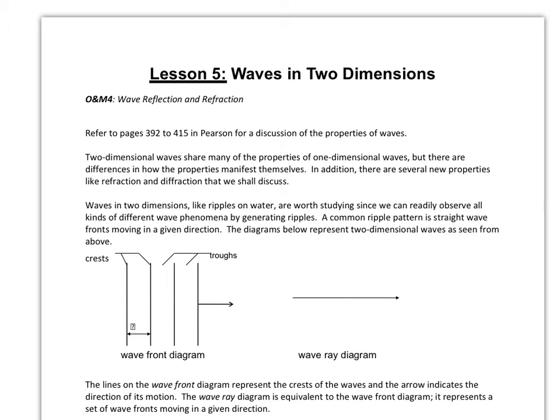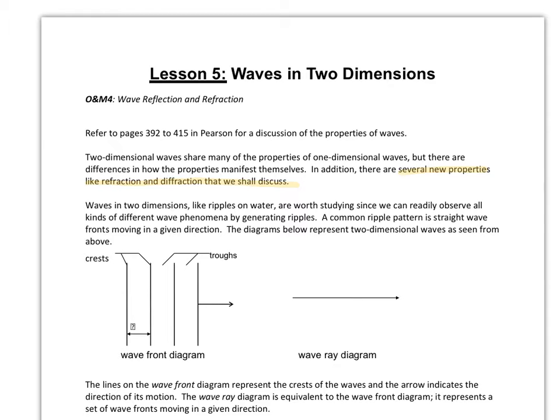All right, our next lesson here is waves in 2 dimensions. So 2-dimensional waves share many properties of 1-dimensional waves, but there are differences in how the properties manifest themselves. In addition, there are several new properties like refraction and diffraction that we need to discuss. So waves in 2 dimensions, like ripples on water, are worth studying because we can readily observe all kinds of different wave phenomena by generating these ripples.